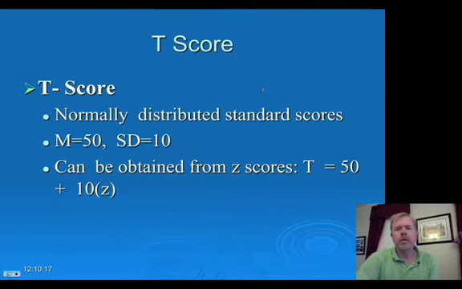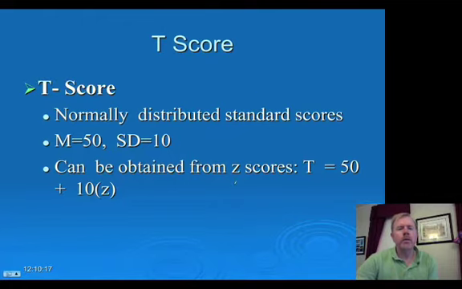The t-score, again, is based off the z-score. And instead of like the z-score, where the mean is 0 and the standard deviation is 1, now we're just saying the mean is 50 and the standard deviation is 10. So 0 as a z-score is 50 as a t-score. Plus 1 as a z-score is 60 as a t-score. And so on and so on.